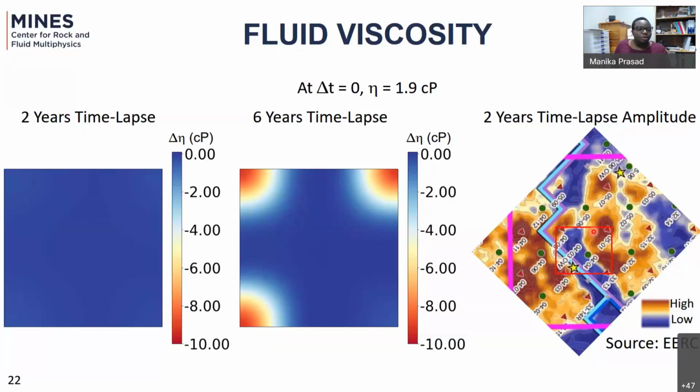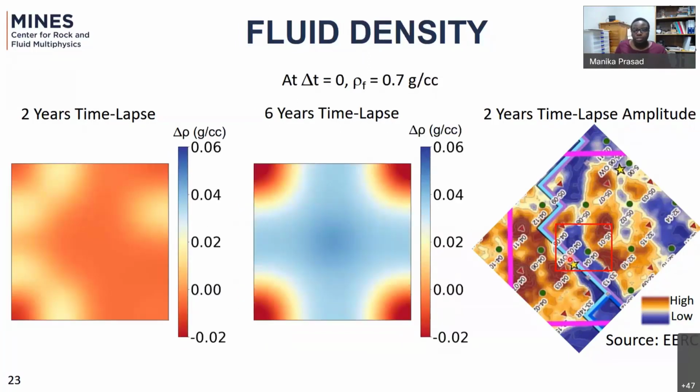So comparing this, we see that the viscosity in 2 years hasn't really given us so much to look at, compared to the time-lapse amplitude of the seismic data. What happens with fluid viscosity, fluid density? Can we see something that is quite different in density?